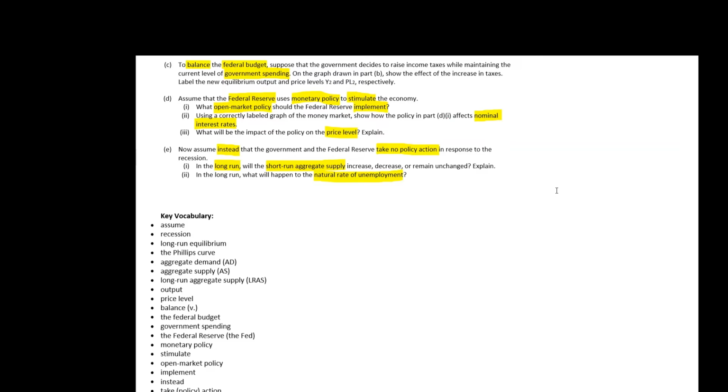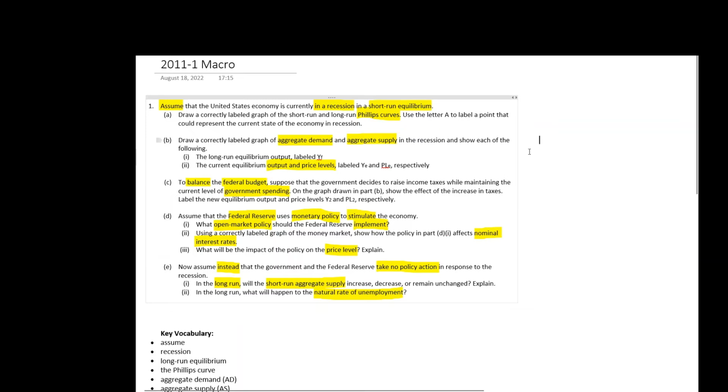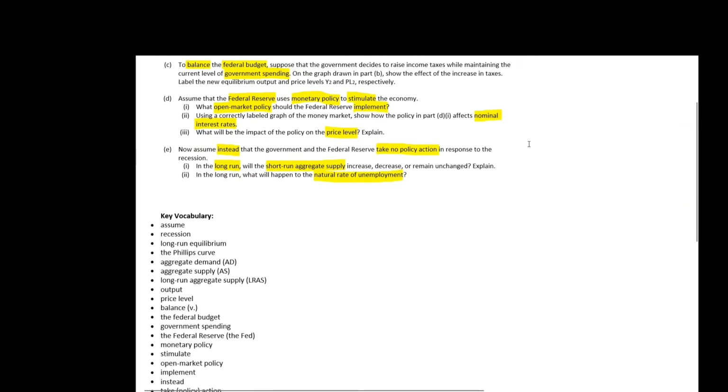Balance here, that is a verb, and it's talking about balancing the federal budget. So we can see from the original question stem that we're looking at the U.S. economy. And so the federal budget is just another way of saying the national government's budget, not the state or the city. The U.S. is a federal system. Government spending, we know, is one of the tools in our fiscal policy. Increasing it will increase AD, decreasing it will shift AD to the left.